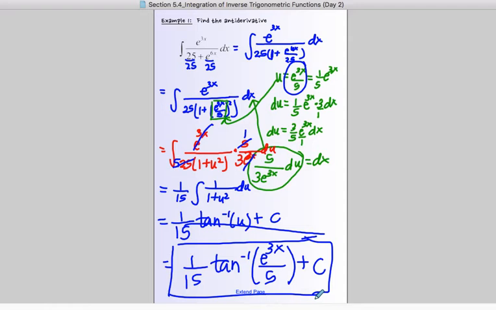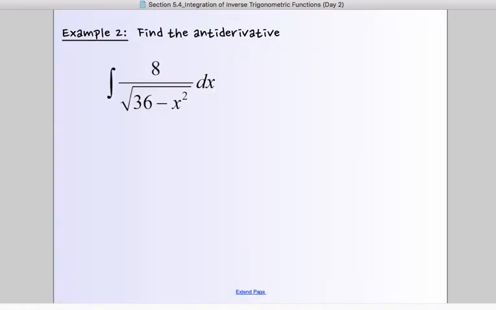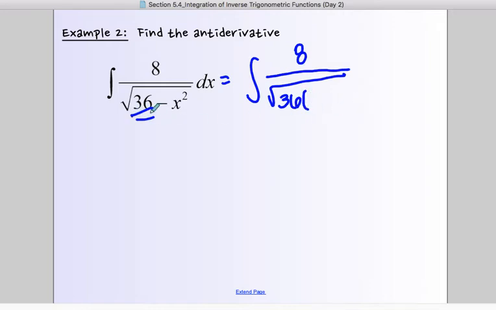Okay. Example 2 is the same idea. I look at it and I see there's a square root and I see something squared, but I don't have just a 1 here. So what I'm going to do is factor out that number so that I can have a 1. So I will have the integral of the square root of 36 and then parentheses. If I divide this by 36 and I divide this by 36, I will have 1 minus x squared over 36.